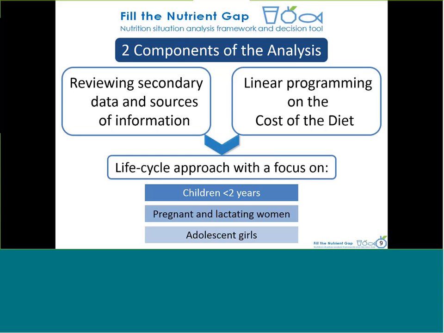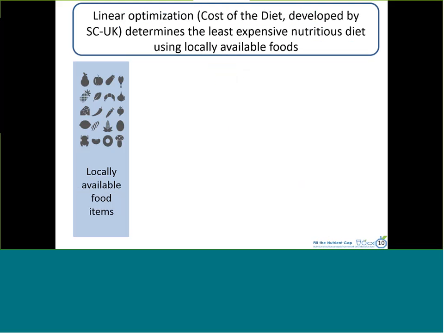It's really taking a life cycle approach. So we want to look at everyone meeting their nutrient requirements. And the focus of the analysis is decided in country. And typically, we'll look at the 1,000-day window as well as at adolescent girls. So the next slide shows you more about the cost of the diet.